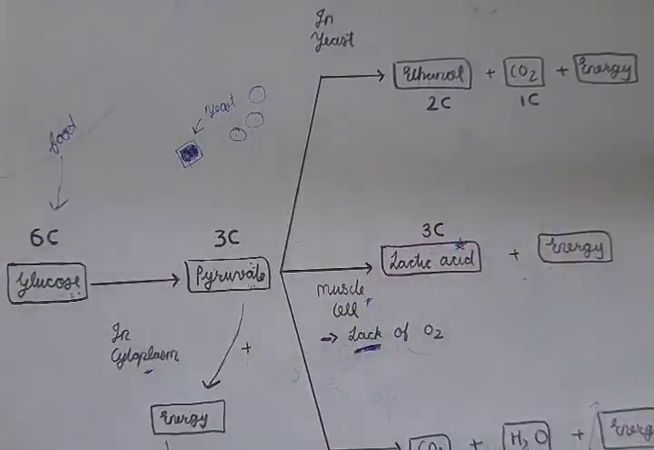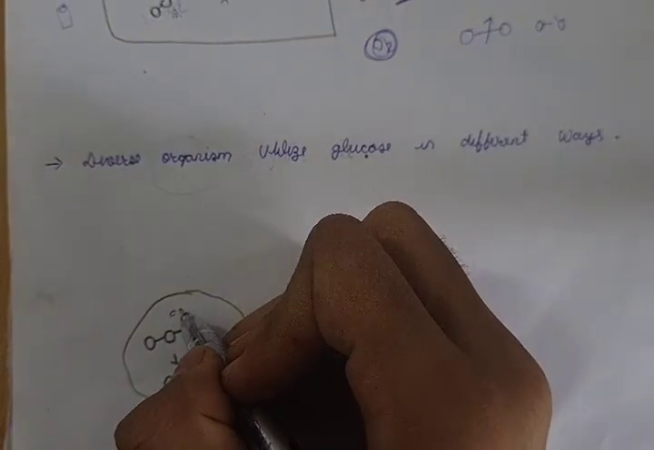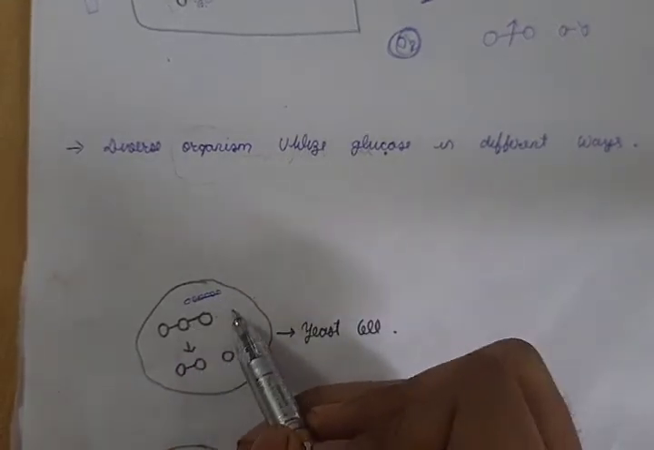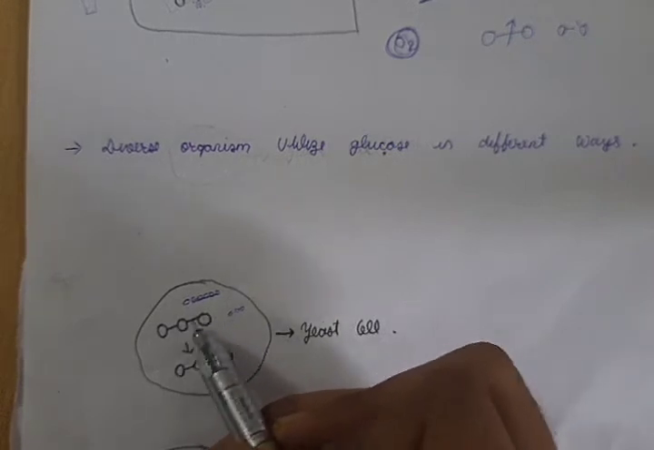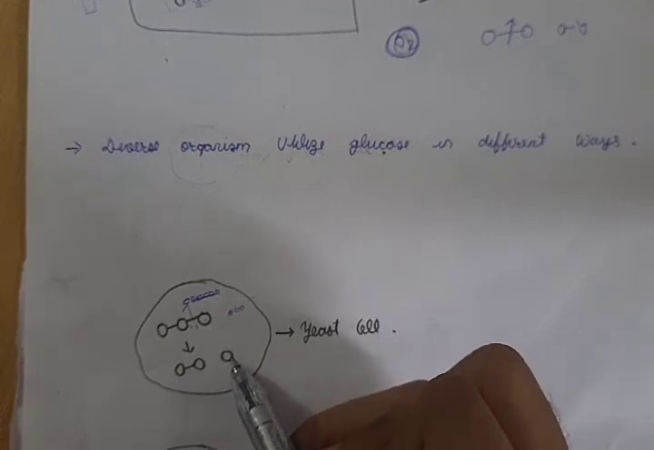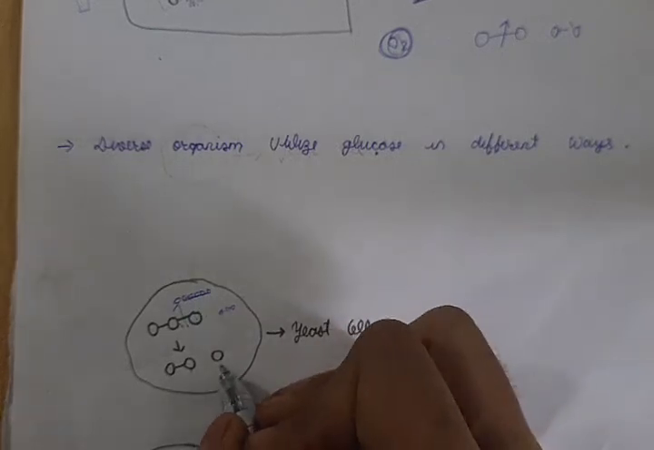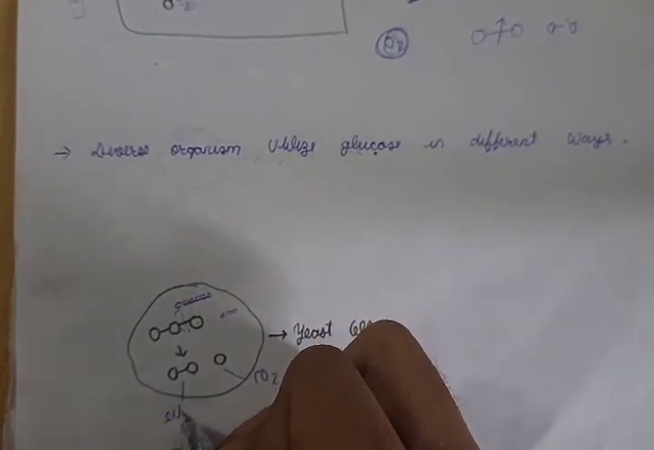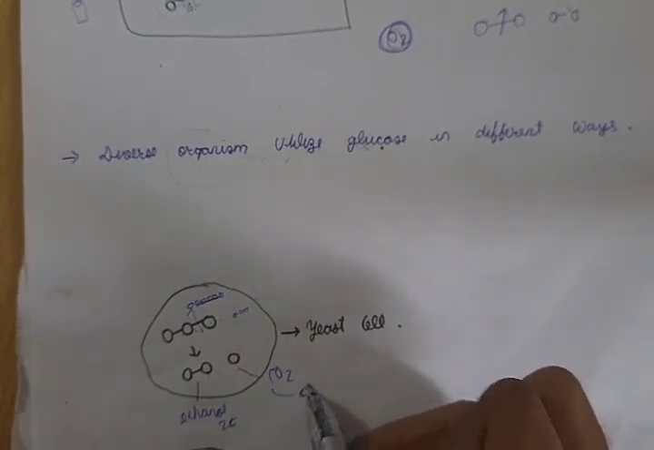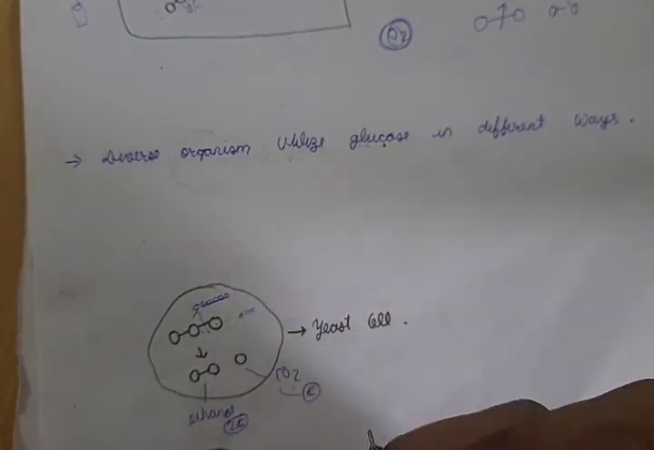Now how does this happen? I'm going to teach you. First the glucose, a 6 carbon molecule, is converted into pyruvate, 2 pyruvate molecules. Now this pyruvate is again broken down. This one makes carbon dioxide and this one makes ethanol, and this ethanol is alcohol only. This is CO2 and this is ethanol, and we know ethanol is a 2 carbon molecule and CO2 has 1 carbon. So this bond of pyruvate is broken, and here also energy is released.